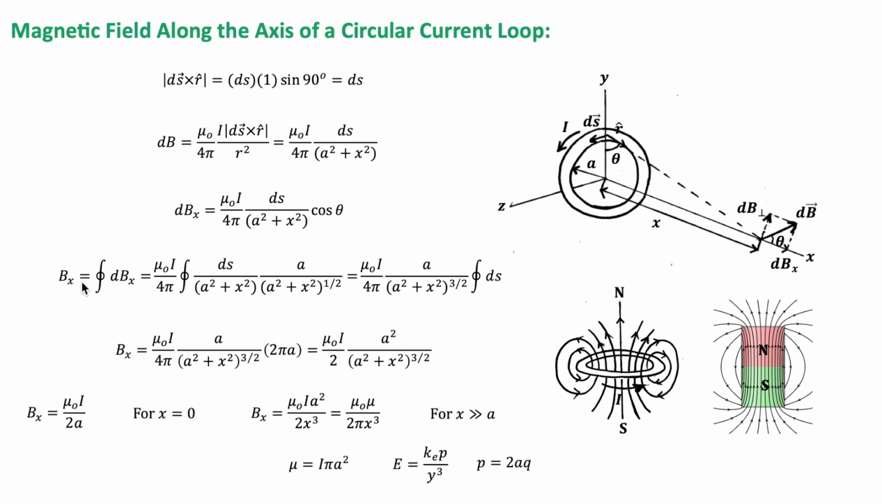And the total magnetic field at P due to the whole loop is equal to the closed integral of dBx, and these are constants for the elements, and so we have the integration of ds. This goes out of the integral, and the integration of ds is 2πa, the circumference of the loop, and this gives this expression for Bx, okay? So at the center of the loop, for x equal to 0, if we substitute, we get Bx is equal to μ0 I over 2a, okay?